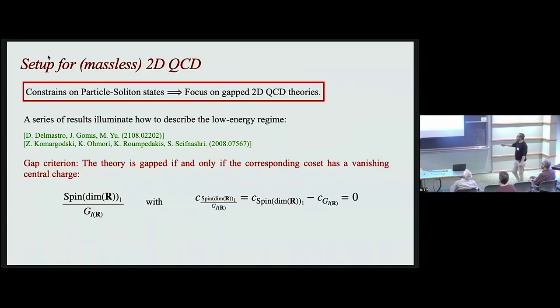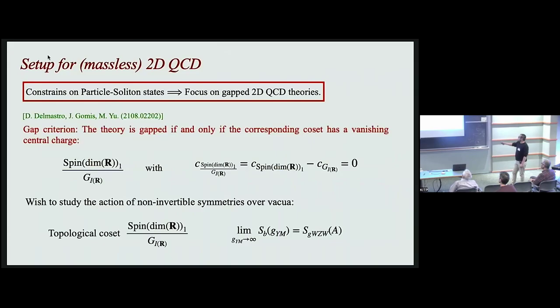It turns out that this question was answered by Delmastro, Gomis, and Yu a few years ago. The gap criterion is a rigorous criterion, which says that the theory is gapped if and only if the corresponding coset has vanishing central charge. And the central charge of the coset is just the difference of the central charges of the Wess-Zumino-Witten theories associated with the numerator and the denominator, where I_R is the index of the representation R that we have chosen for the fermions. So if we have fermions such that this difference of central charges is 0, the theory is gapped. If not, then the model is gapless. We care about those models that are gapped.